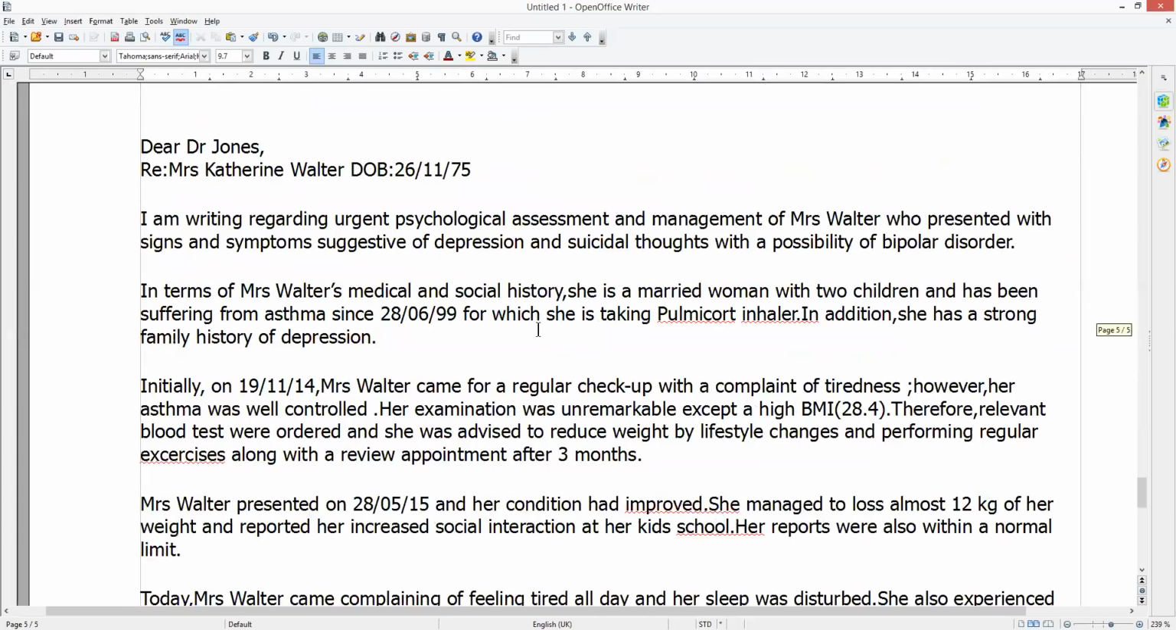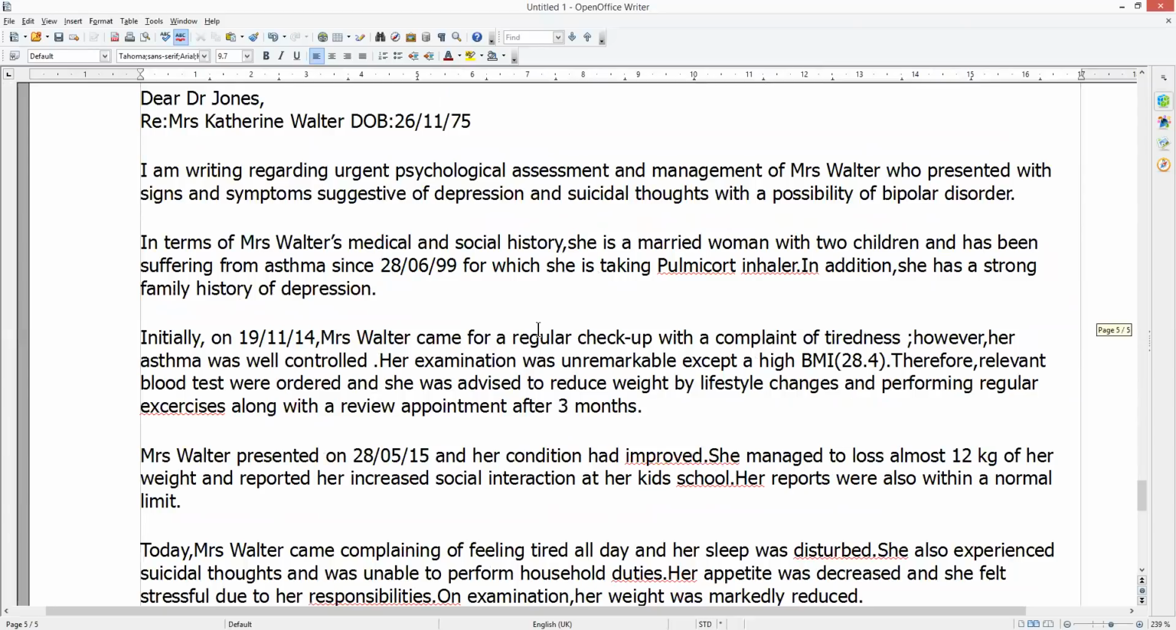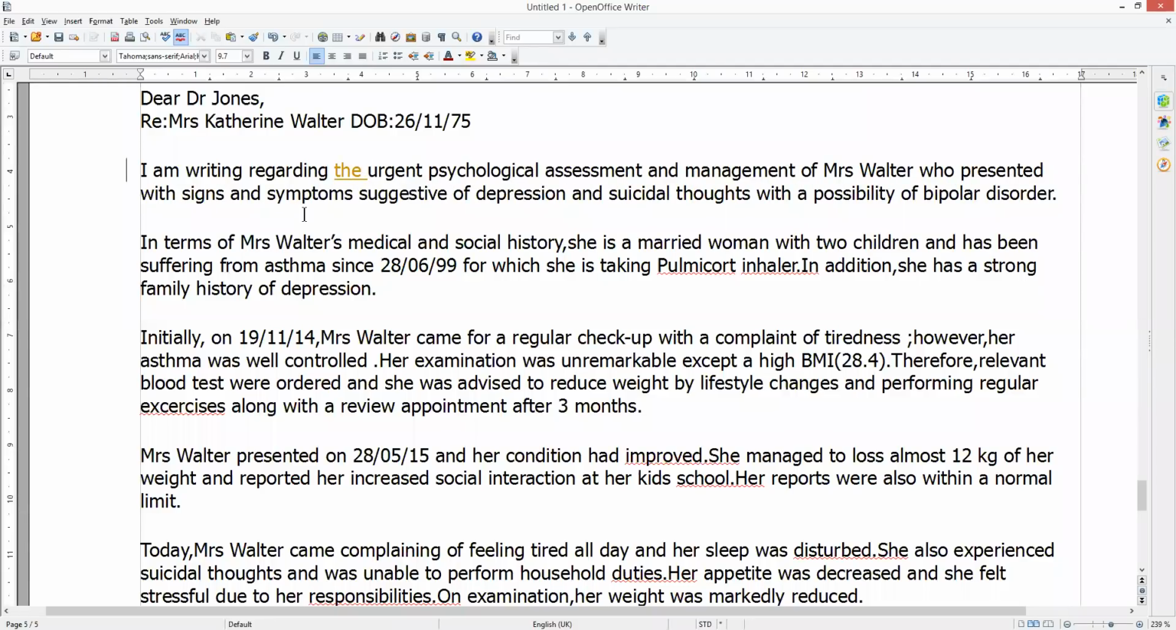Right, the last one for the day. I'm writing regarding urgent psychological assessments. We need something, an article or a pronoun. Urgent psychological assessment of Mrs. Walter presented on differential with a pronoun. That's a long sentence, but okay. Mrs. Walter's medical social history. She's a married woman with 2 children. Okay, suffering from asthma. Okay.